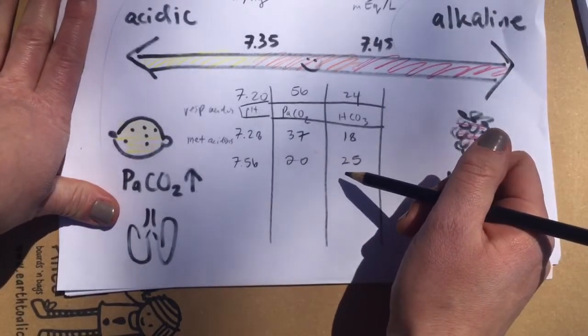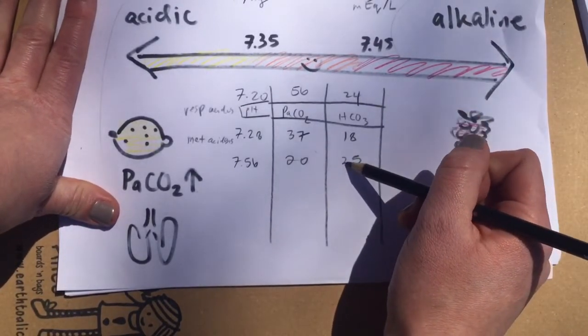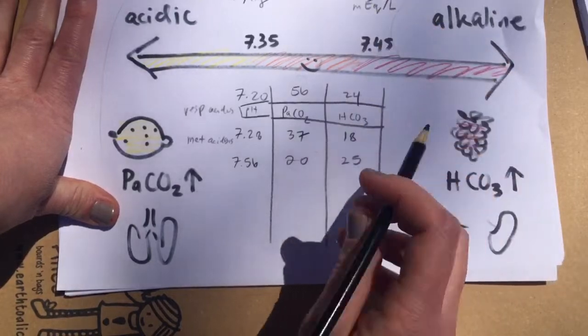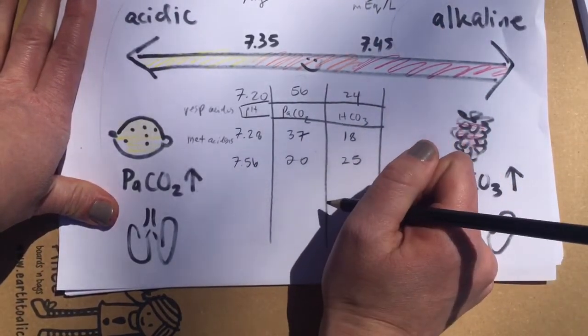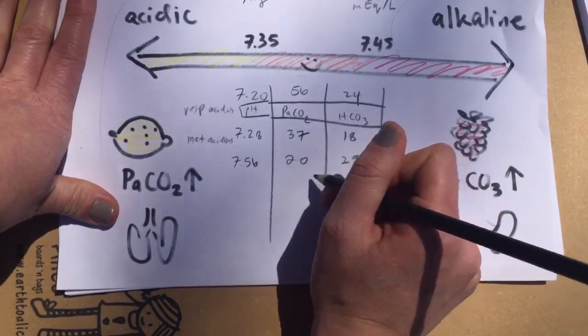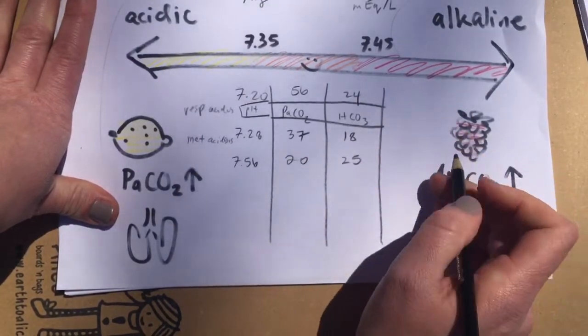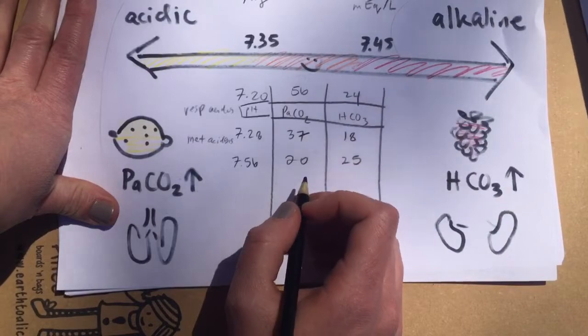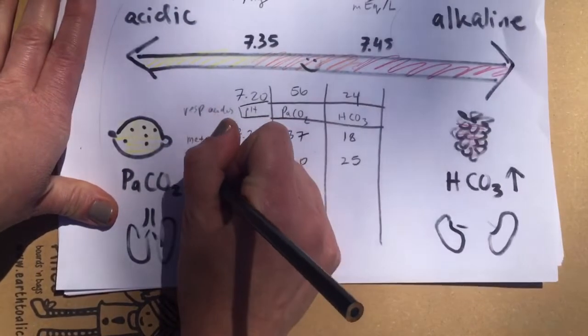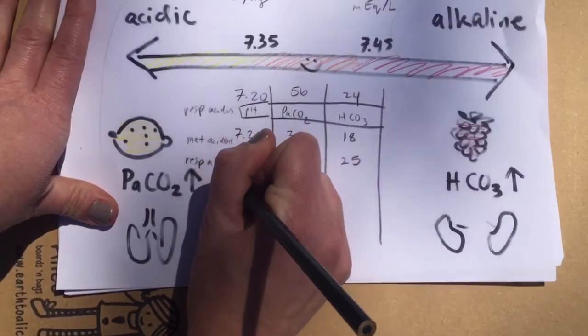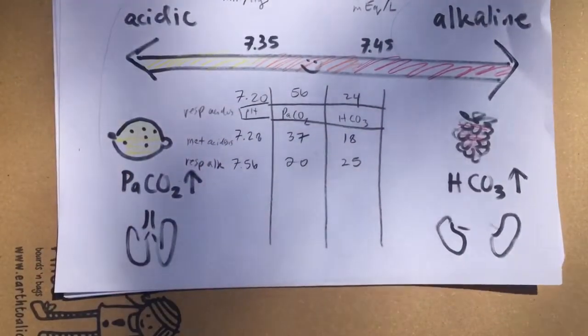How about our alkalinity with HCO3? It's 25. That's normal. So we are alkaline, but it's not going to be metabolic because our metabolic is normal. So it's going to be respiratory alkalosis.